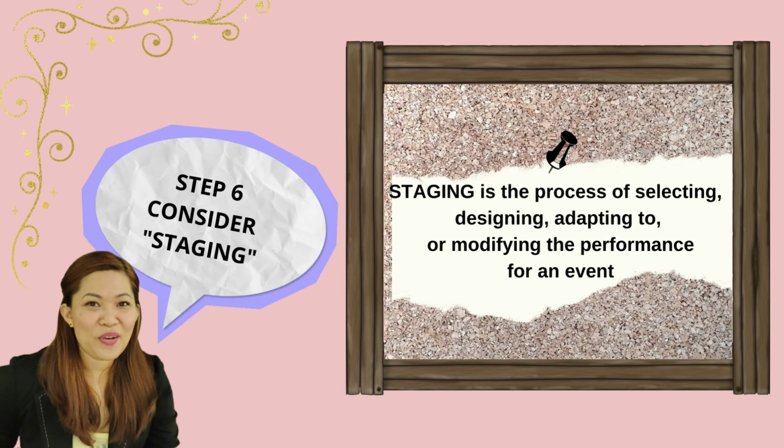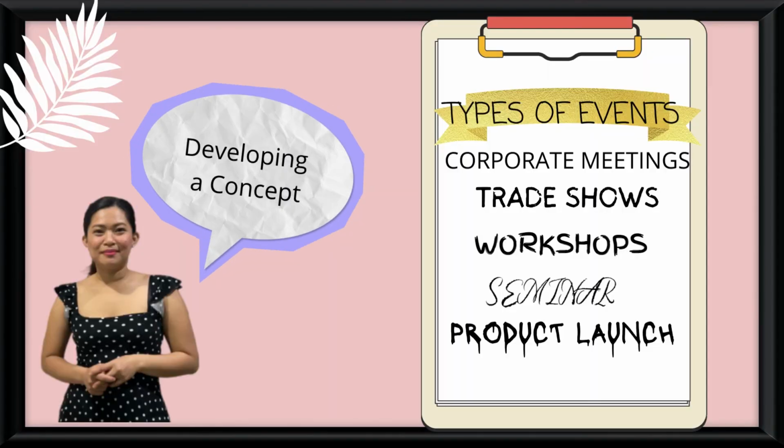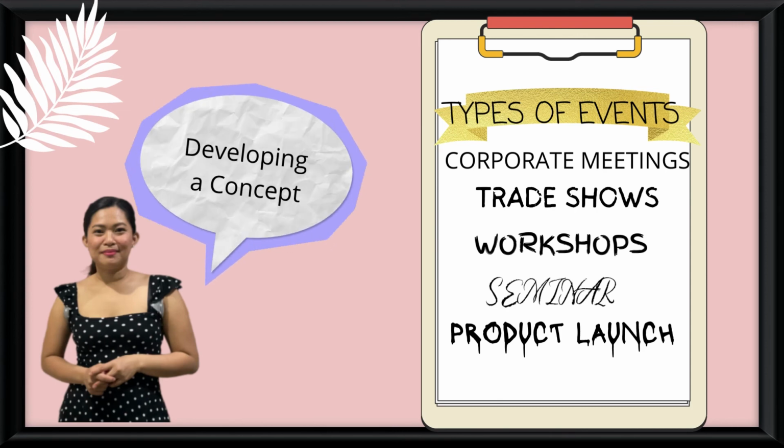And for number six, consider staging. Staging is very important because it is a process of selecting, designing, adapting to, or modifying the performance for an event. So it's basically like a rundown of how the event will be on the day itself, so that if there will be any modifications or changes for improvements, then it can be changed later.